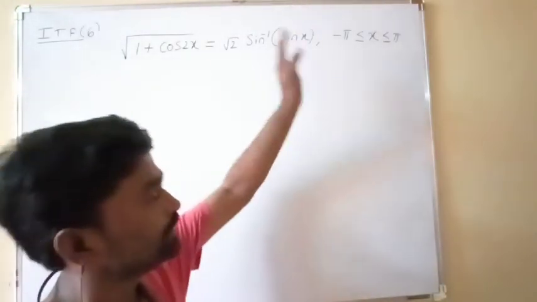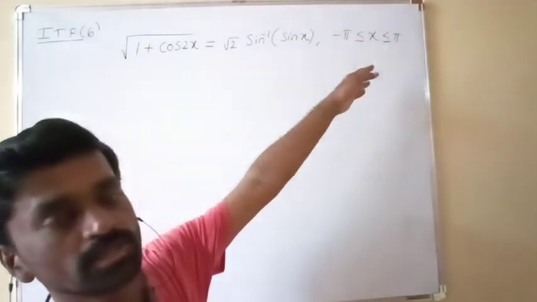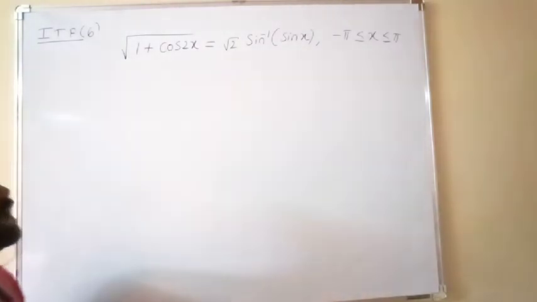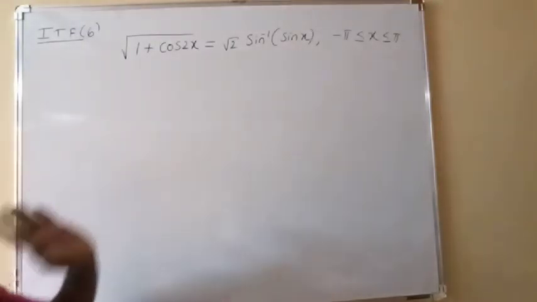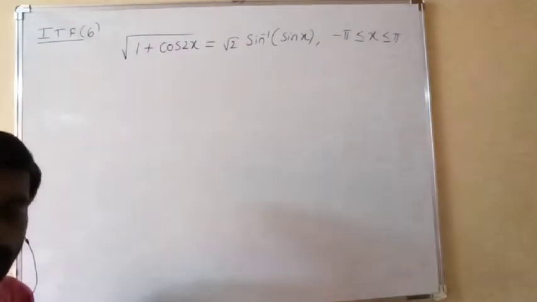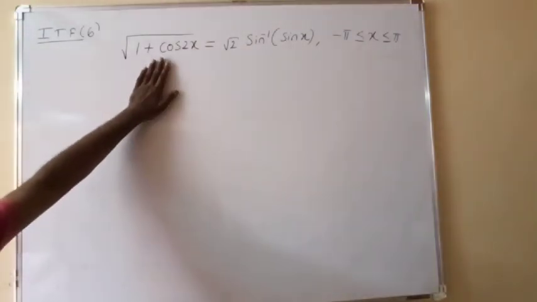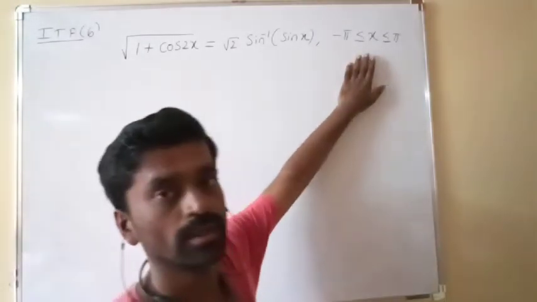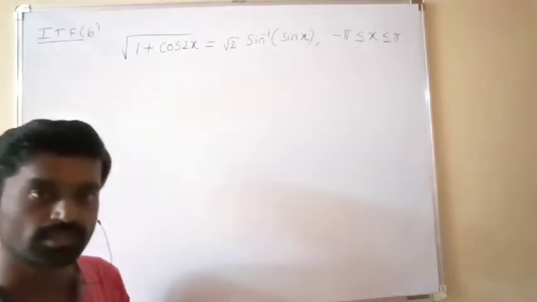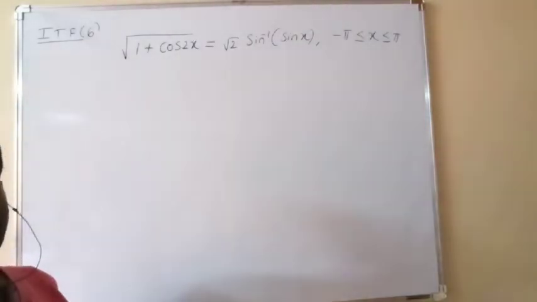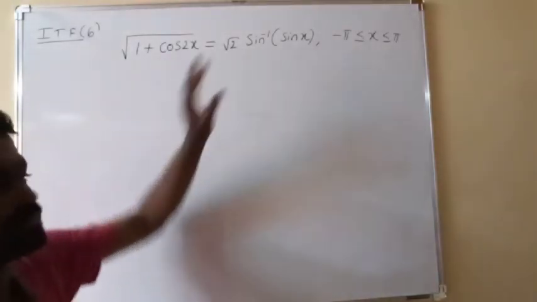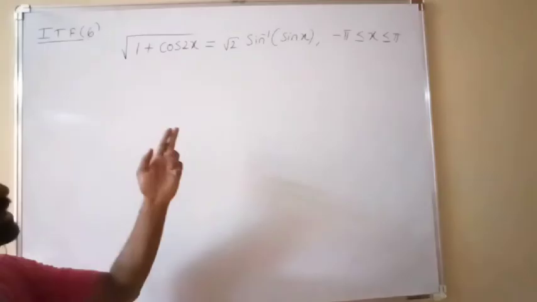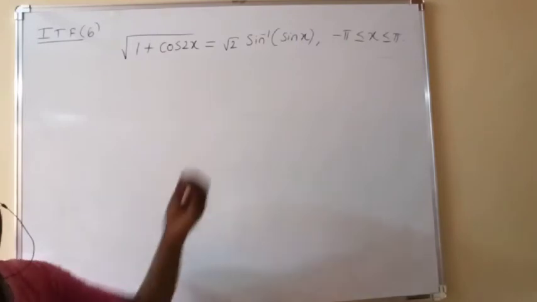Why? That can be written as x only when x lies between minus 90 to plus 90. But here x lies between minus pi to plus pi. We have to find the number of real solutions of this equation. For this problem, better draw the graph of the LHS part and the graph of the RHS part in this interval. Then the number of points of intersection of these two graphs in that interval gives the number of solutions of this equation in that interval.